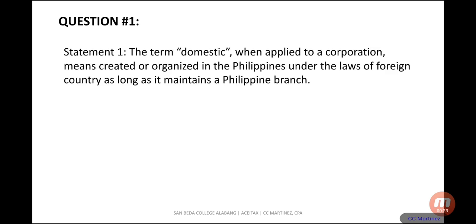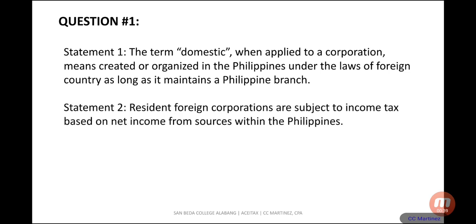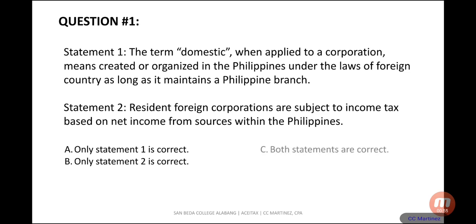Statement 1. The term domestic, when applied to a corporation, means created or organized in the Philippines under the laws of a foreign country as long as it maintains a Philippine branch. Statement 2. Resident foreign corporations are subject to income tax based on net income from sources within the Philippines. Letter A. Only statement 1 is correct. B. Only statement 2 is correct. C. Both statements are correct. Or D. Both statements are incorrect.